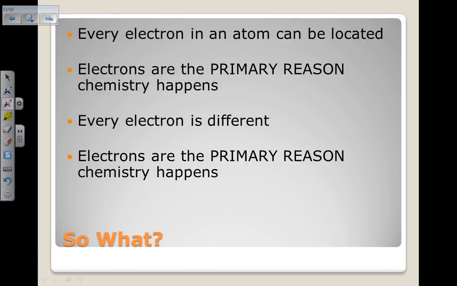Let's just quickly make sure that we know why we're doing this. So what? We are doing this so that we can locate every electron, because the primary reason that chemistry happens is because electrons are moving around and doing stuff. And we need to find out that every electron is different. We need to identify all the electrons, and then we realize that when we do this, every electron is different. Then we can say that the primary reason why chemistry happens is because the electrons are doing things.